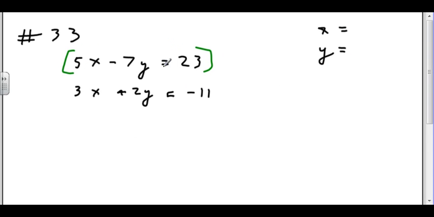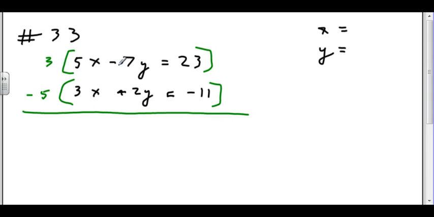I think I'll multiply by 3 and by 5 and subtract. So the x term goes away. I've got minus 21 minus 10 for minus 31. Y is equal to, and I've got 23 times 3 plus 55, 124. So I have y is equal to minus 4.